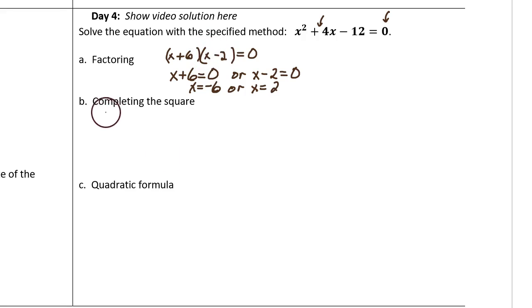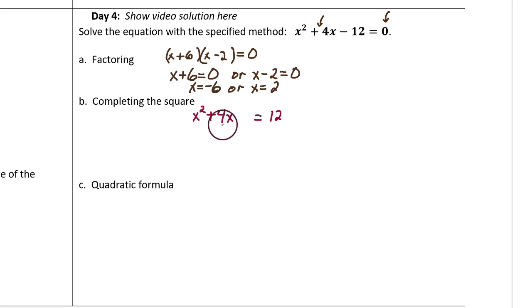Now we're going to use a process called completing the square. When solving a quadratic equation by completing the square, you want to leave the x squared and the x terms on the left side of the equals and put the constant term on the right side of the equals. So you can do that by adding the 12 to make it move to the right. Another thing you should do is leave a blank spot right in here to input a number that you are going to figure out.